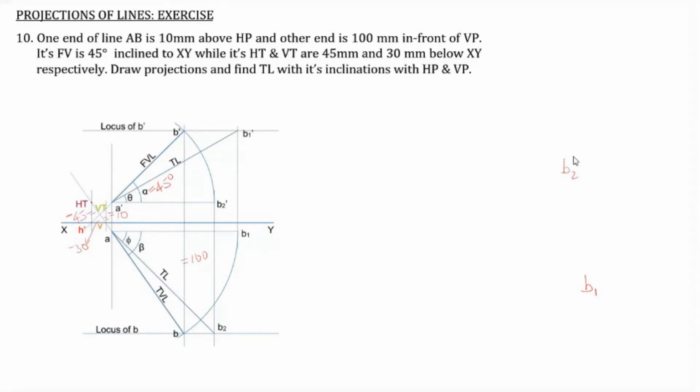Okay. One end of a line AB. Okay, so one end is A and the other end is B, obviously.